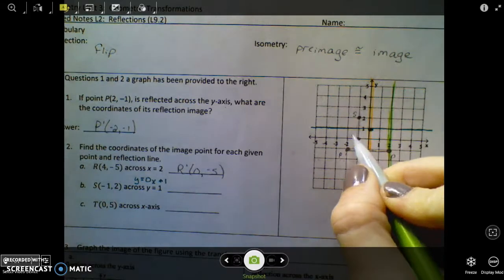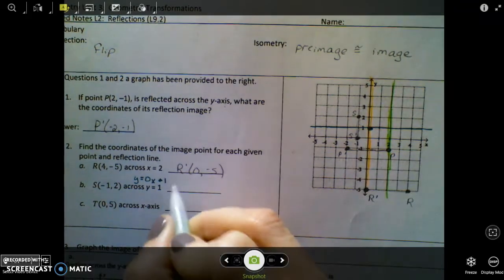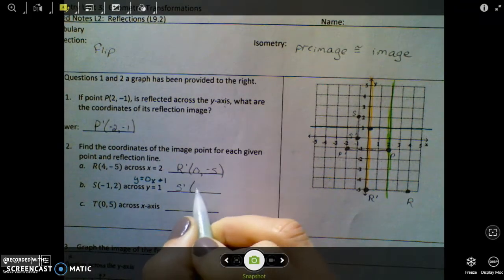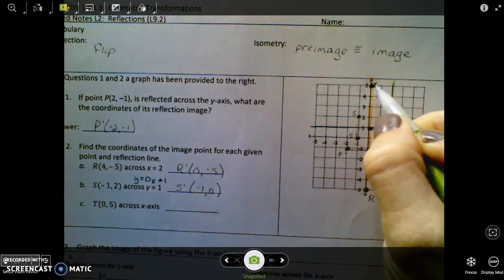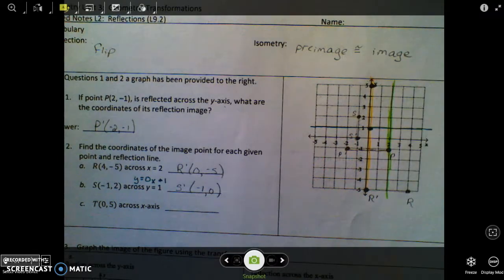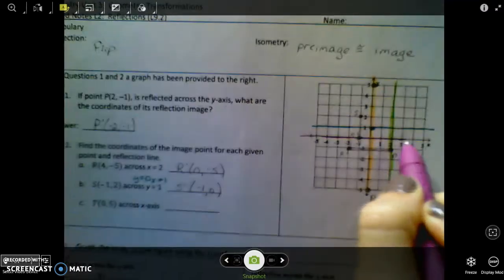So it was S. That makes our image S prime right there. S prime is at -1, 0. My graph's getting a little messy because of all the colored lines. Hopefully that's not too misleading. Last one, 0, 5 up on the y-axis. We're going to flip this guy over the x-axis. So as a reminder, the x-axis is the one that's going horizontally through the middle of your graph.